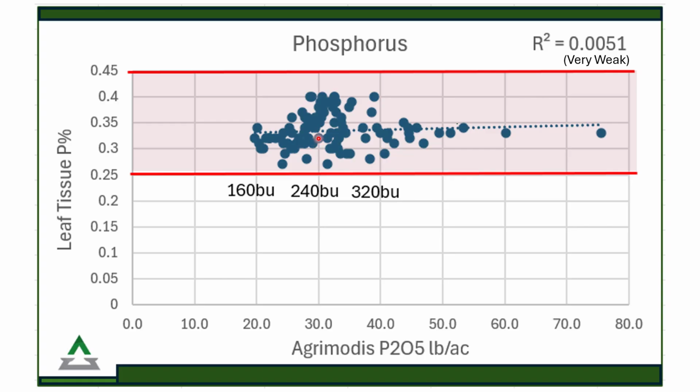The correlation of content and leaf tissue concentration is 0.0051. For nitrogen, that was 0.0033. So both nitrogen and phosphorus have very low R-squareds when it comes to fit. They don't correlate to each other hardly at all.